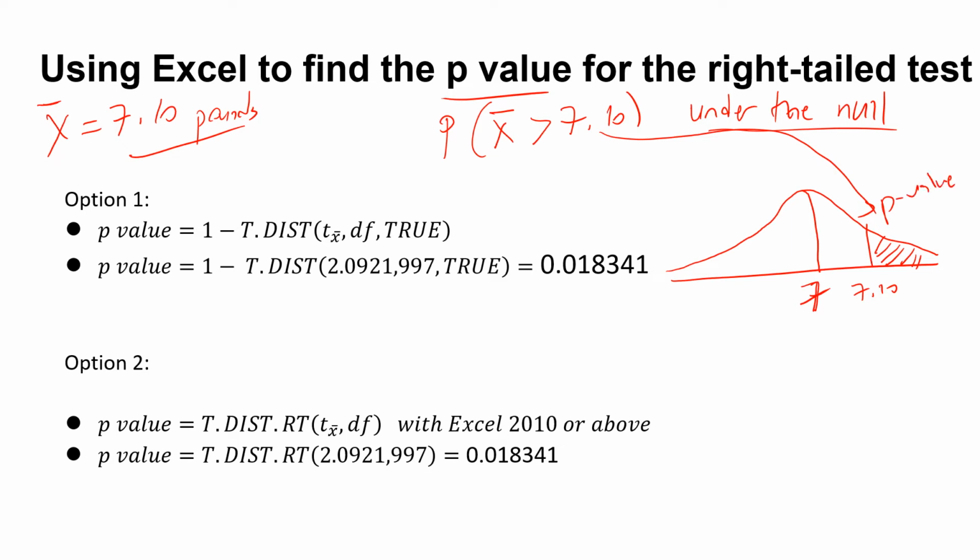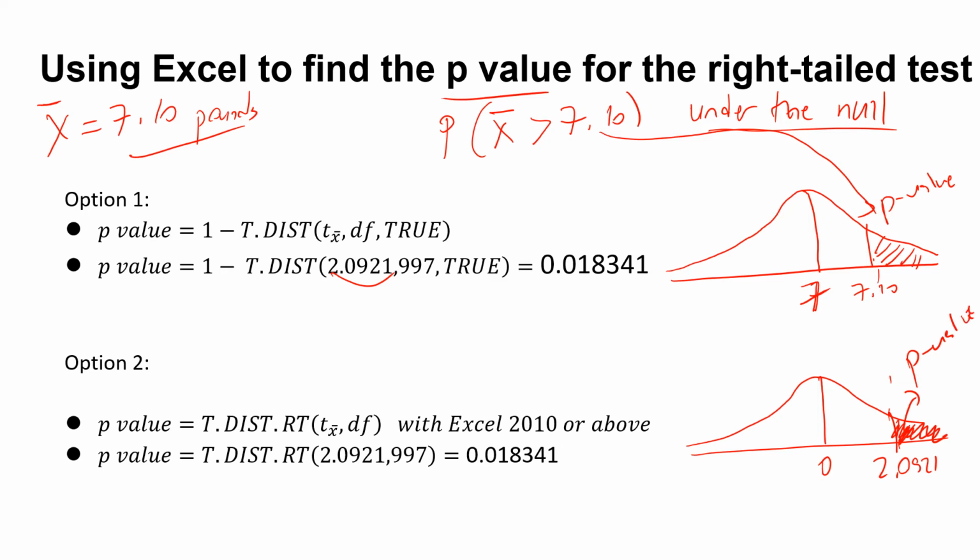It is good to know what we are capturing, and then we can look at the technical part. Alternatively, we can standardize this. We subtract 7, which is the assumed level, and divide by the standard error, and then it will give you the test statistic. Imagine I bring it in here. This is going to be 2.0921, and under the null, this is going to be 0. And we are interested in this area. Pretty much the same.